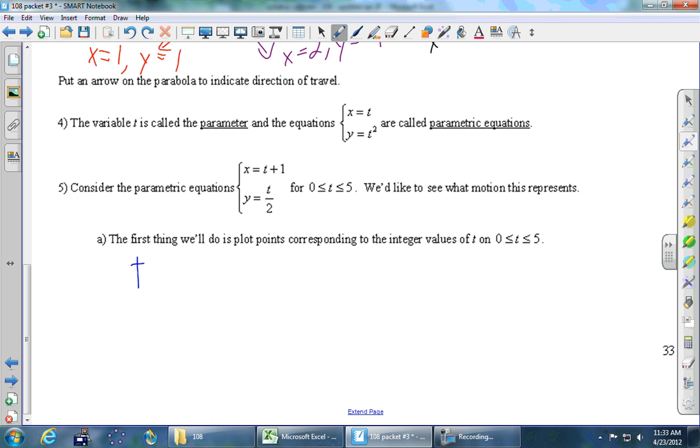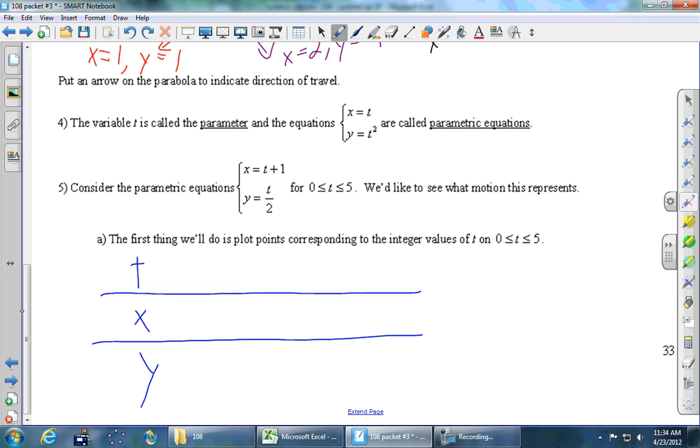Okay, so maybe we can make a table here. We've got t, x, and y. The table's not on the next page, right? So I think we're going to make it up. What values of t am I saying? So it's the integers between 0 and 5. What's the first integer? 0, 1, 2, 3, 4, and 5. So let's go ahead and plug each of those 6 numbers into the x and the y.